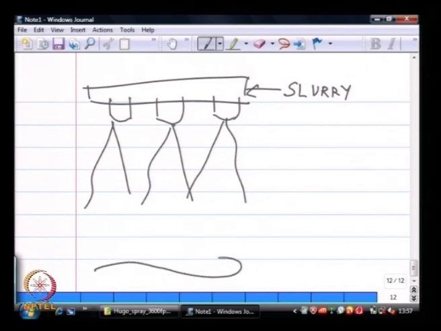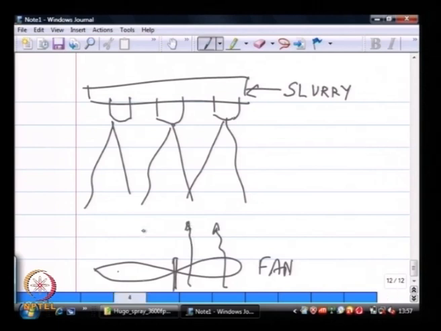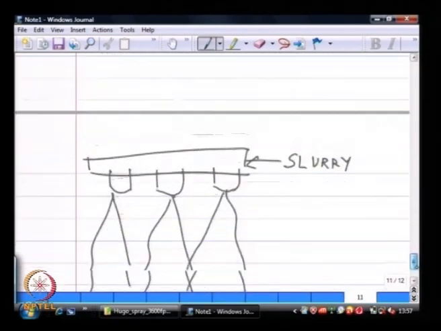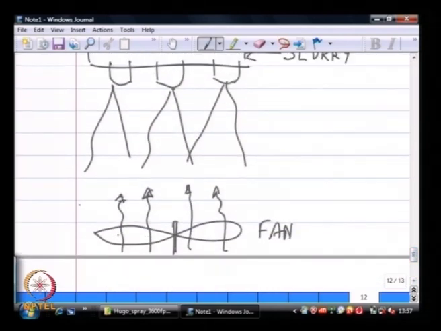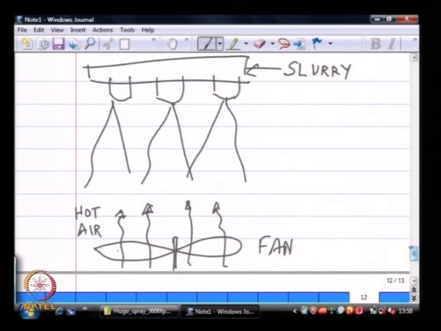and on the bottom side you have a fan that blows hot air. So, this slurry spray, as it settles down to the bottom of a kiln of some kind, essentially loses its solvent, typically water, and you start to get agglomerated granules.